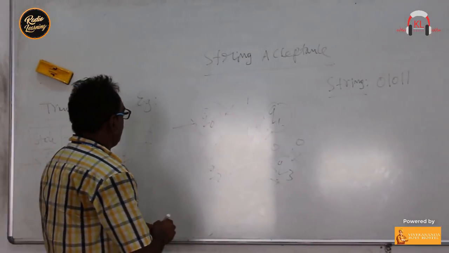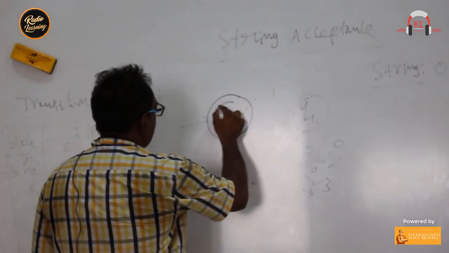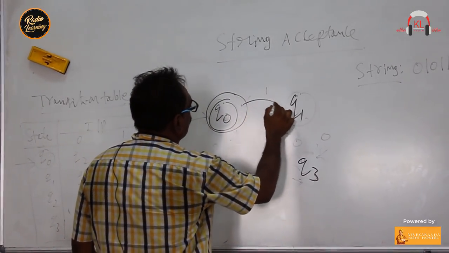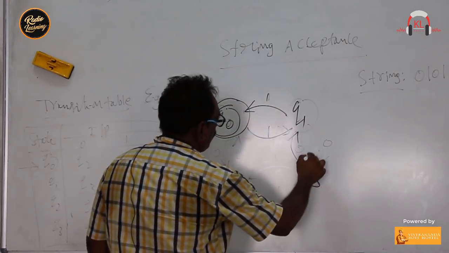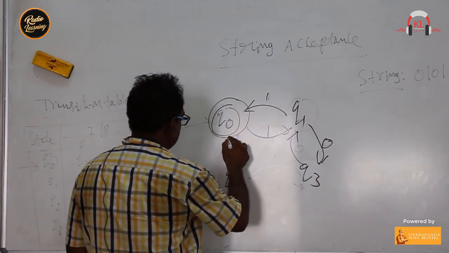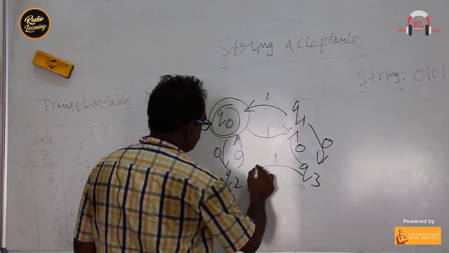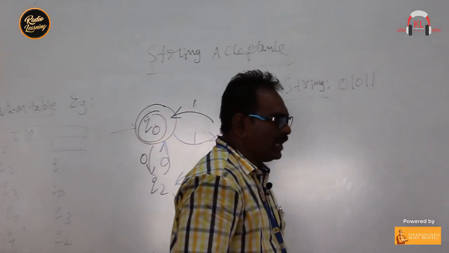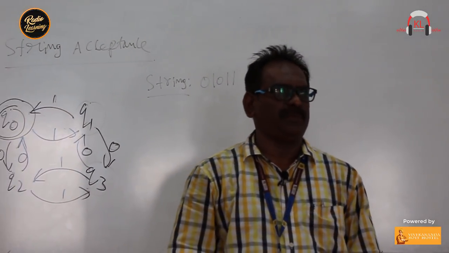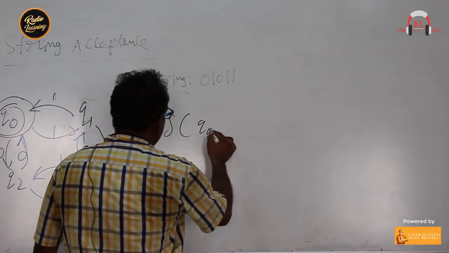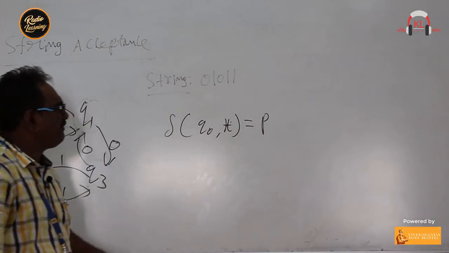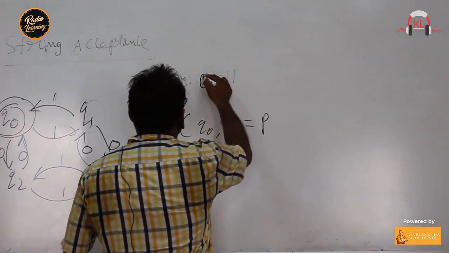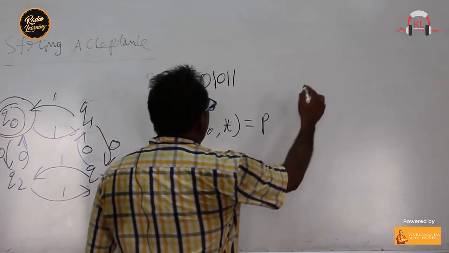Let us consider this finite automata. There are four states, and this is the transition table. String acceptance means the string X is said to be accepted by the finite automata if the transition of Q0 on X equals P, that is, you reach the final state. At the end of reading the string, if you reach the final state, the string is accepted. Let us consider the given string 01011 and check it.